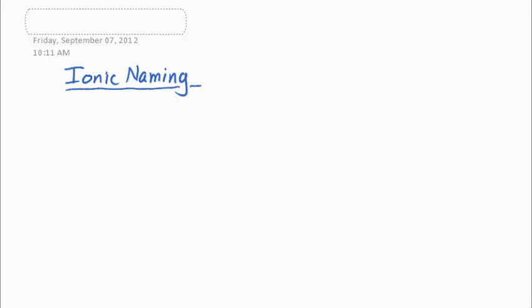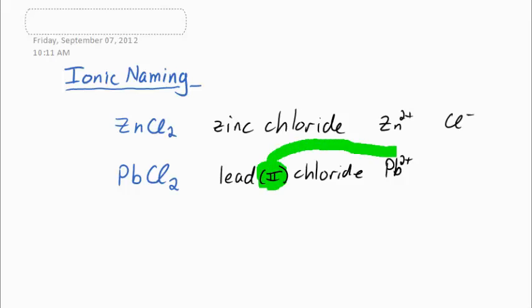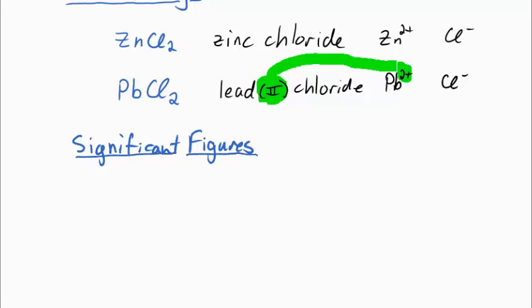Have a look at a few Chem 11 topics. Ionic naming, for example. Zinc chloride and lead chloride, well, lead 2 chloride, have very similar formulas, but the names differ because lead 2 is shown with a Roman numeral in the name. Zinc is not because it can only form an ion in one way. Lead can form an ion in several ways.